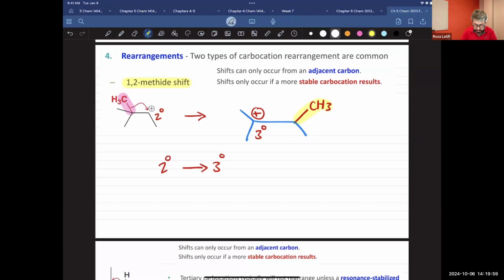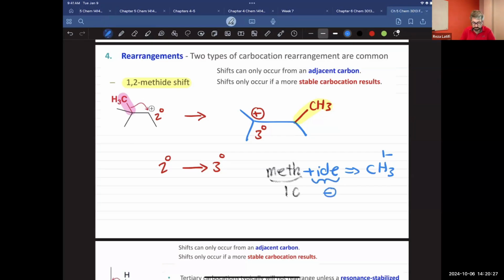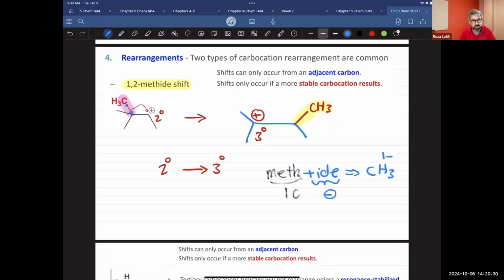Why methide? Methyl, METH, represents one carbon, but when you add IDE to it, you want to say that I shift this carbon with 3 hydrogens that has a -1 charge. So IDE stands for a negative charge. That means you move those 2 electrons with carbon. And that's the reason we call it methide, like hydride. HYD stands for hydrogen, IDE stands for negative charge.